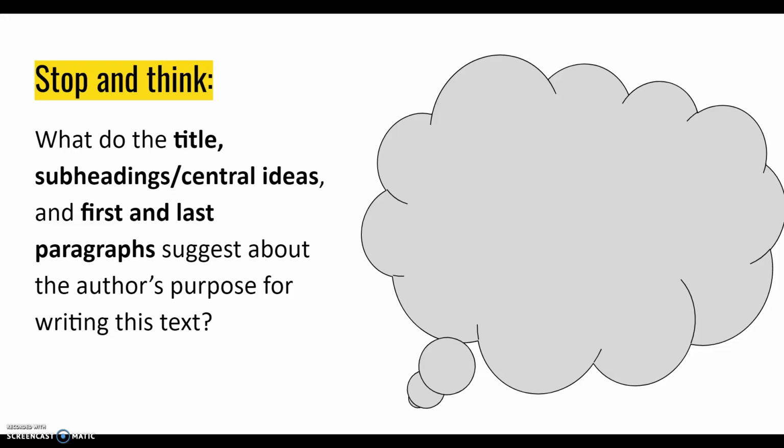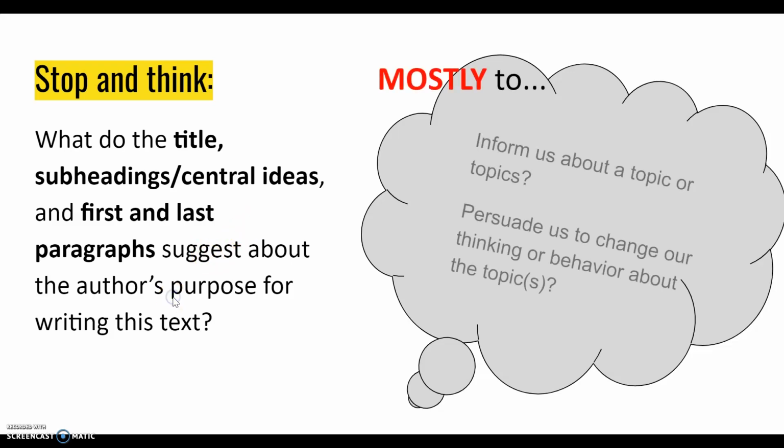We just used 3 strategies to determine the author's purpose. Examine the titles, review the central ideas from the subheadings, and reread the first and last paragraphs. Do these features show us the author mostly meant to inform us about flattening the curve, or persuade us? Since most of the sections informed us about stopping the virus or flattening the curve, I'm thinking the author mostly wrote the text to inform us.